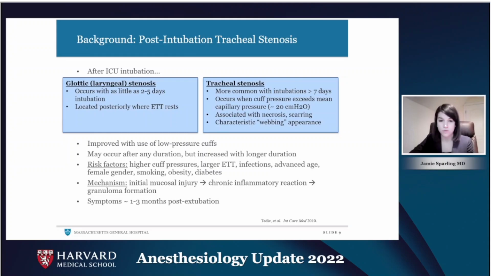Other risk factors include higher endotracheal tube cuff pressures, larger endotracheal tubes, peritube infections, advanced age, female gender, a smoking history, obesity, and diabetes, particularly when poorly controlled. The mechanism of injury is initial mucosal injury from ischemia, followed by a chronic inflammatory reaction and ultimate formation of granulomas. Symptoms become apparent approximately 1 to 3 months after extubation.